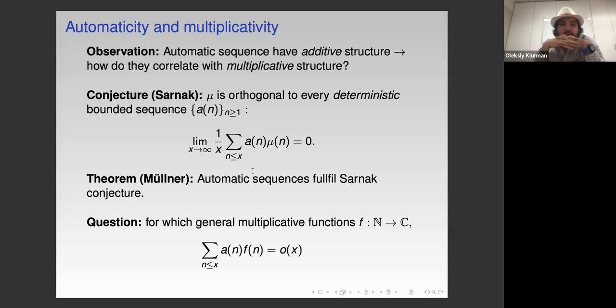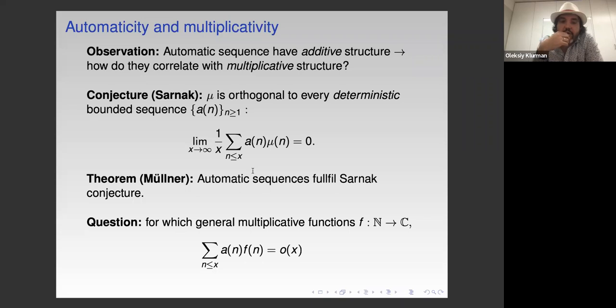Okay, so the other very natural way to measure how much multiplicative structure you have is this: why would you restrict yourself to the Möbius function if you can ask the same question about any multiplicative function? I remind you that multiplicative means f of mn equals f of m times f of n for m and n coprime. But you can think of f as a completely multiplicative function.